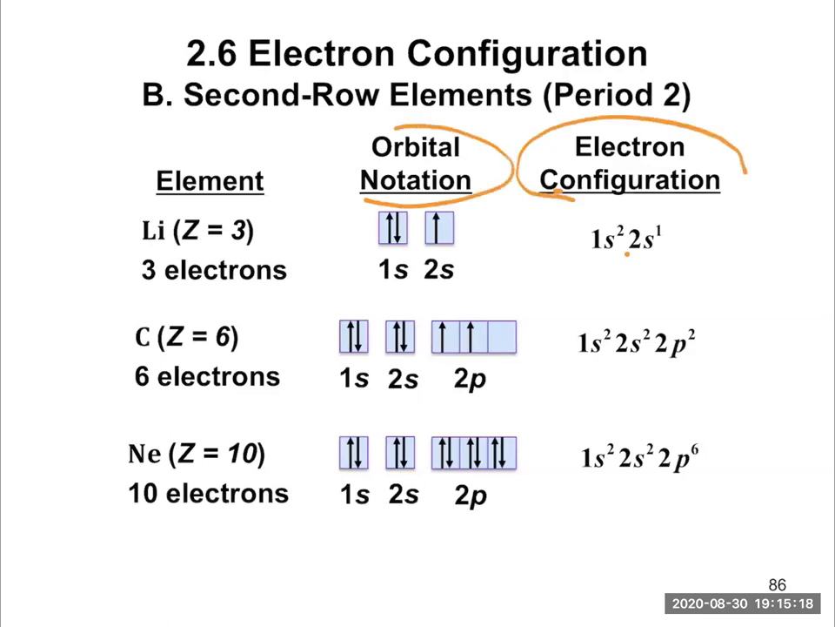This is the orbital notation. You need to know how to do both. Carbon, which is 6 electrons. This is the orbital diagram. This is the electron configuration. Neon, orbital diagram, electron configuration. You need to know how to do both.